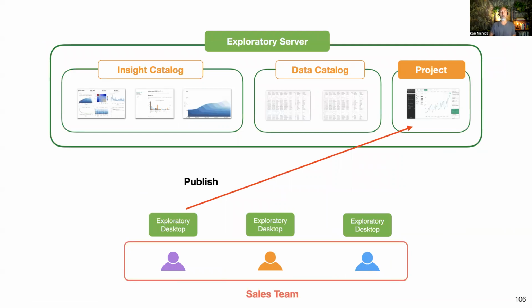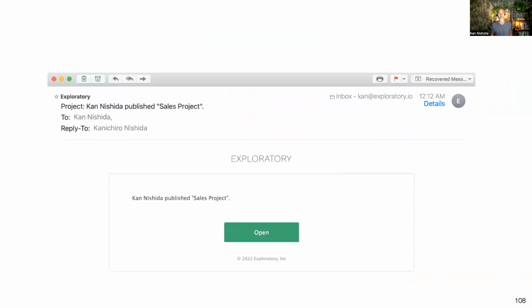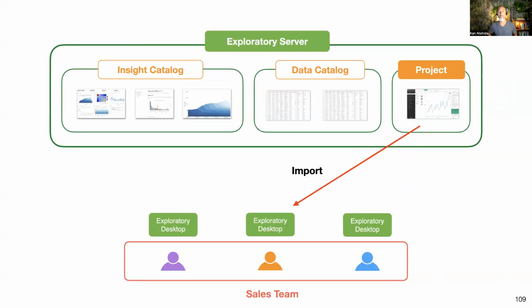Let's imagine you are working with two other folks, so you're a three-person team. You publish a project to the Exploratory server, and then the other folks on the team get a notification by email. One of them clicks the button, downloads or imports that project, makes some edits, adds a new chart or whatever, and then publishes the project again.